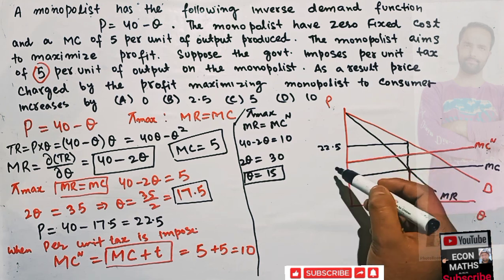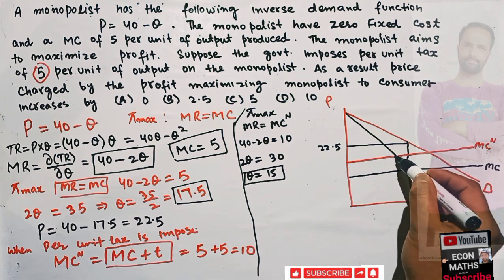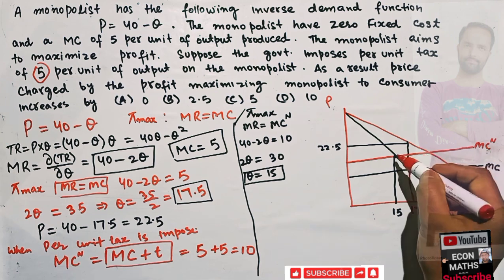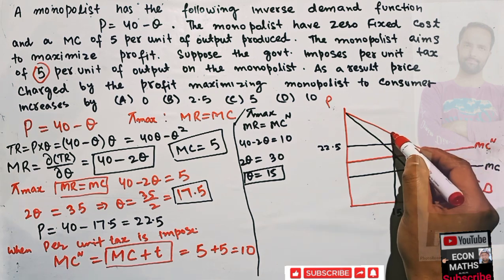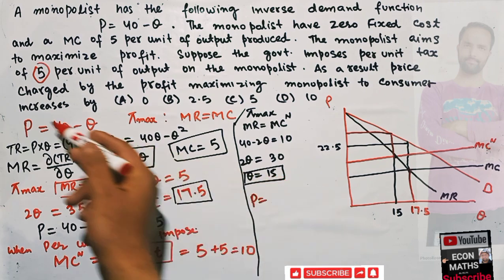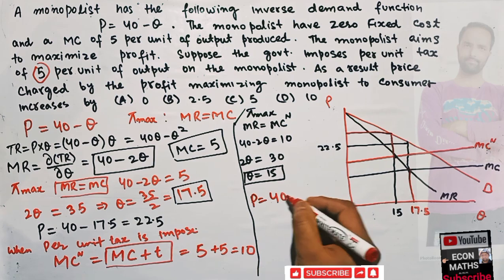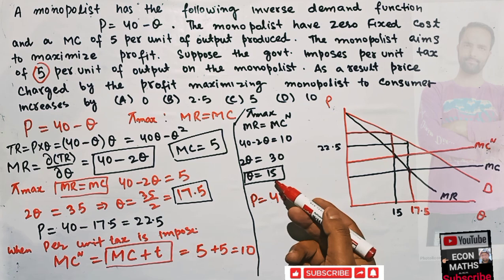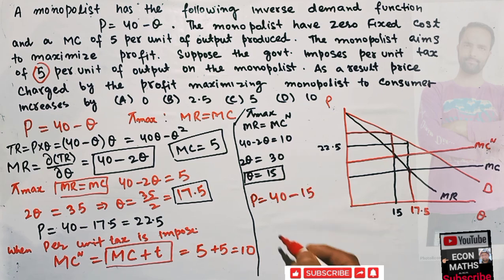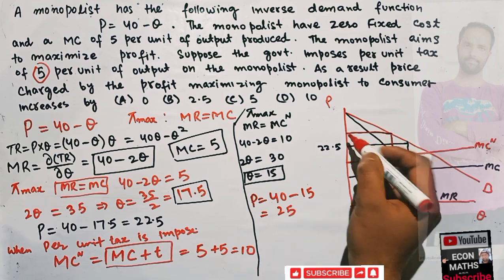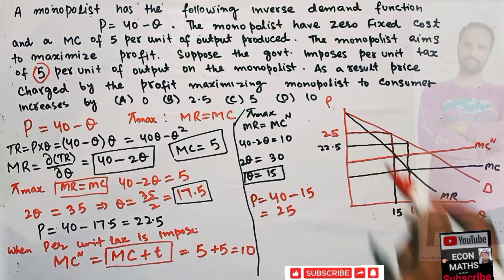So marginal revenue and marginal cost intersect at this point, and we have 15 as the output produced by the monopolist. And corresponding to this, what will be the price? Let's calculate. The price will be equal to, just plug Q is equal to 15 in the inverse demand function to get the price. 40 minus, in place of Q we have 15, which comes out to be 25. Corresponding to this we have 25 as the price.